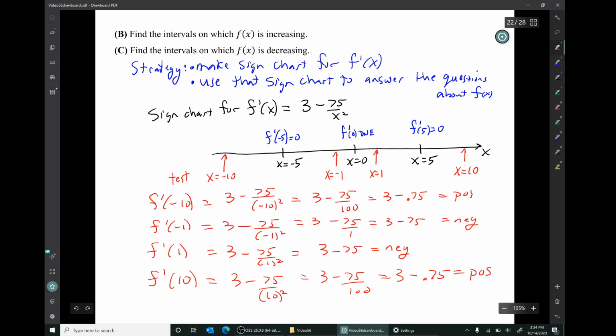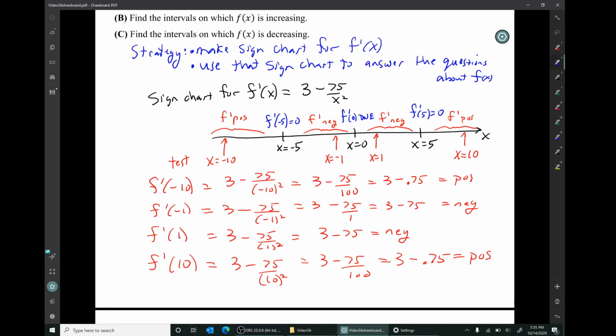Now you see why I chose these test numbers so far away. It's because when I do this calculation, it was convenient to have a number that was so clearly smaller than 3 that I knew that the result was just going to be positive. So there are my signs. Let's put that sign information on the sign chart. Now we can answer our questions about where f is increasing or decreasing. I'm going to shrink this stuff so that I have room.